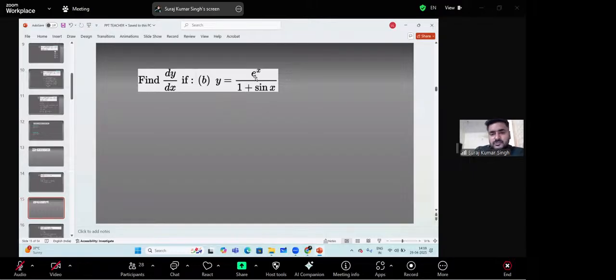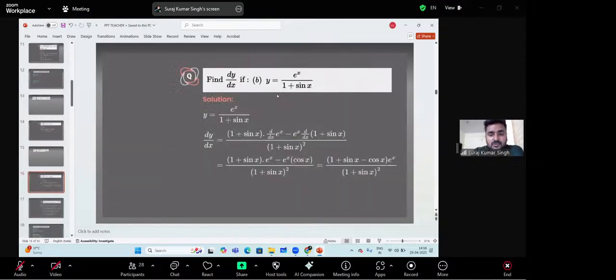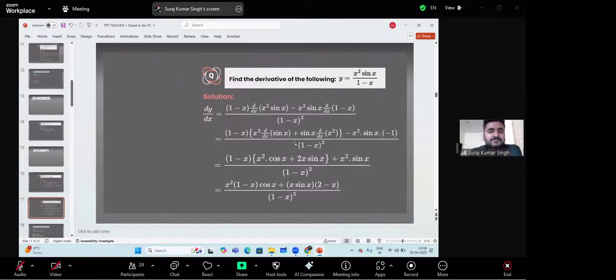Similarly here, y equals e to the power x by 1 plus sin x. Now the quotient rule will apply: (1 plus sin x) into e to the power x minus e to the power x into cos x, by (1 plus sin x) whole square. We can give the direct answer like that. So by using the quotient rule, we can find the solution of this one.